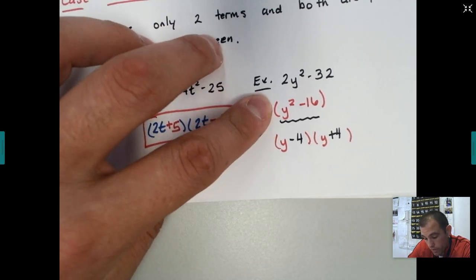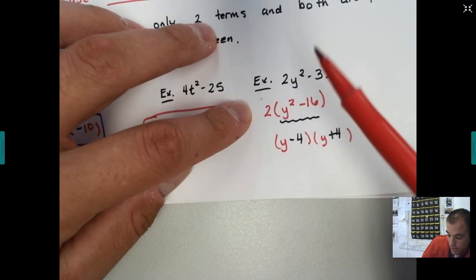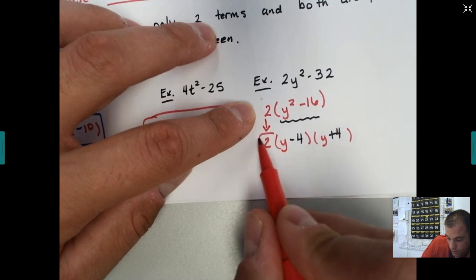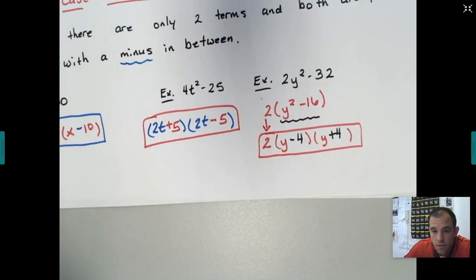That's just from the parentheses. And then I keep that 2 right where it was. I just put it back in front. That's our final answer. Okay? So hopefully that makes sense.